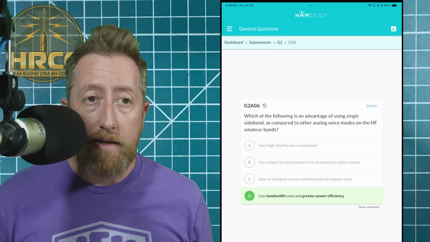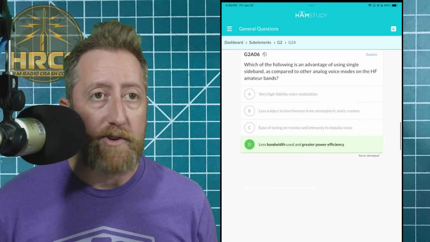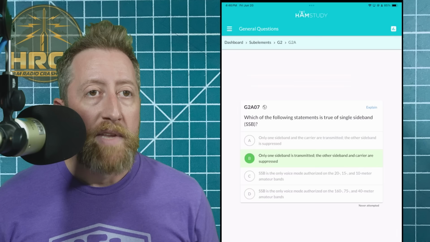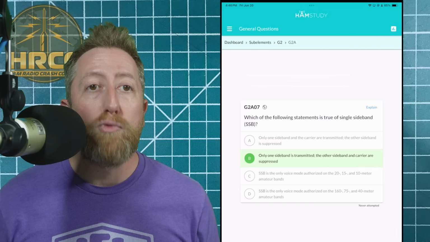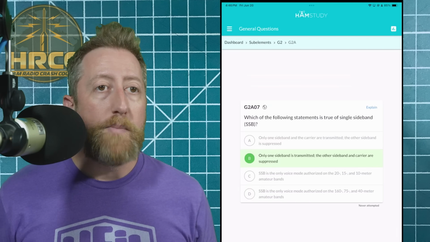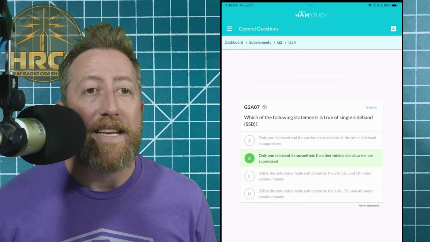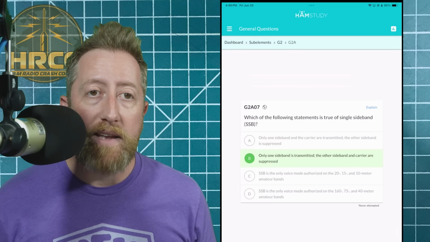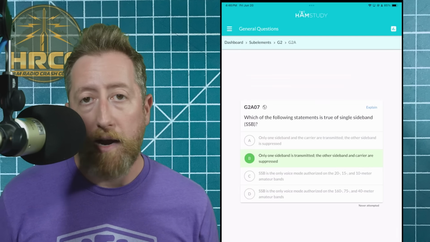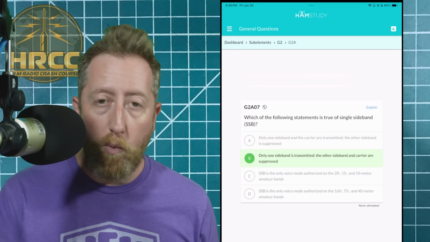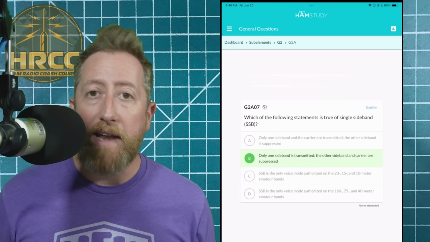So it's D, bandwidth, power efficiency. That's what you're looking for. Number 7, which of the following statements is true of single sideband? B, only one sideband is transmitted. The other sideband and carrier are suppressed.